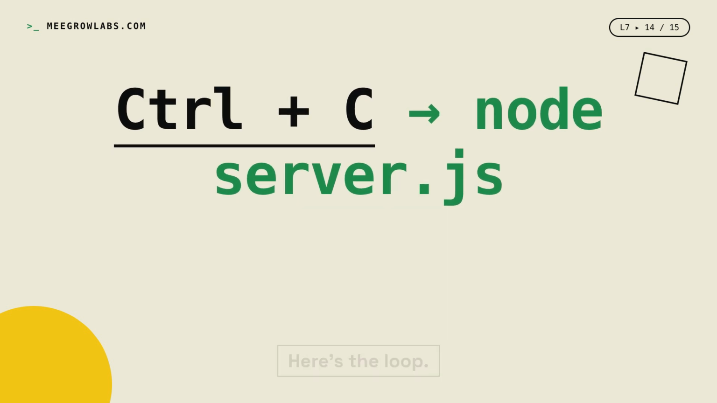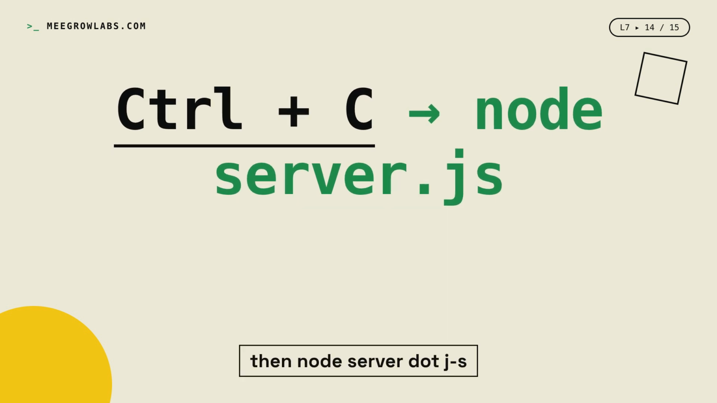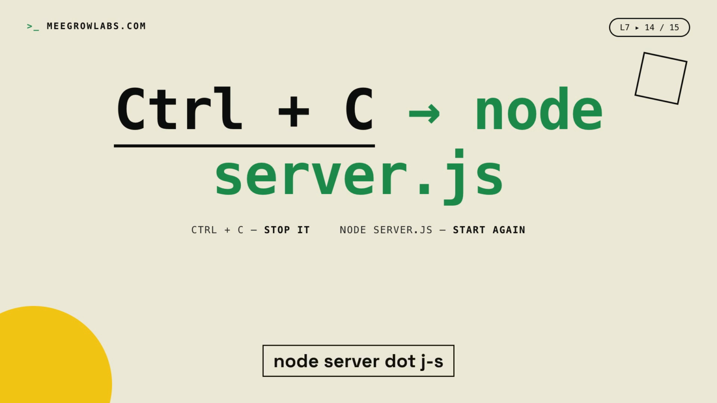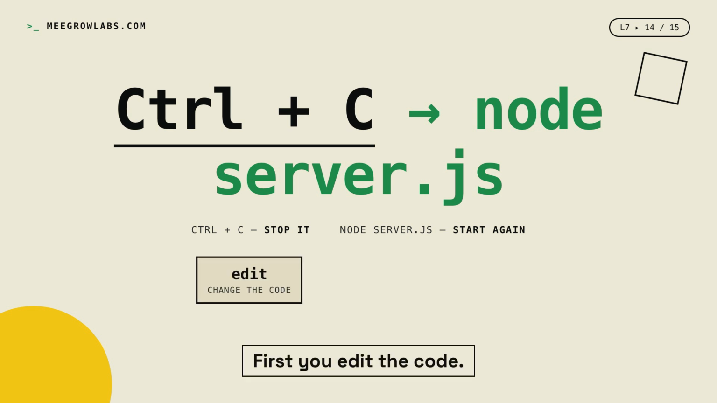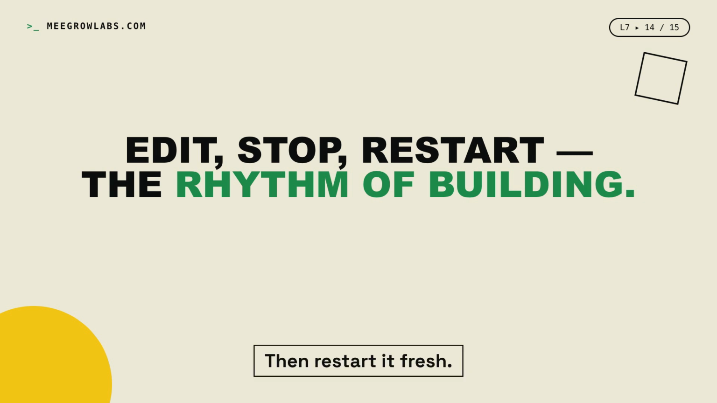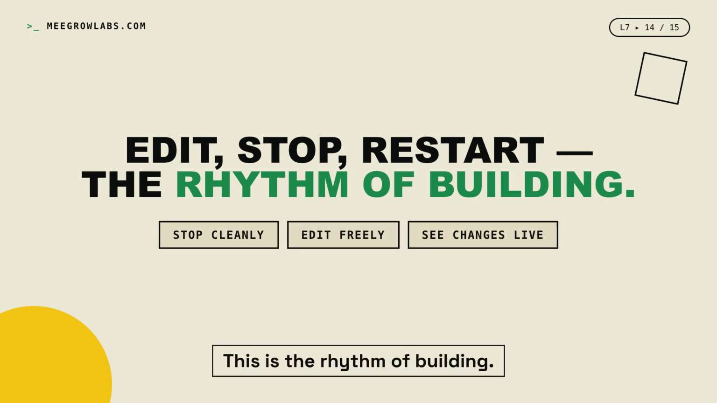Here's the loop. Control C to stop, then node server.js to start again. Let's read it. Control C stops it. Node server.js starts it again. First you edit the code, then Control C stops the old one, then restart it fresh. This is the rhythm of building. Edit, stop, restart. That cycle is how every dev works.